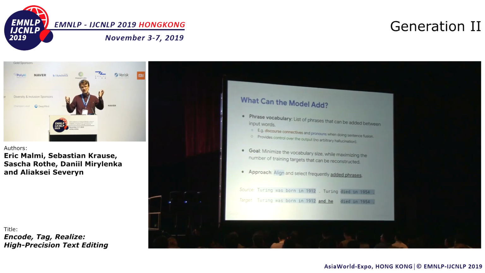So what we do is, first we align all the sources with the targets. Then we find all the added phrases by looking at what is not covered in the target. In this case, it would be the phrase "and he." We do this for all the training samples. Then we simply rank the phrases based on in how many training samples they occur, and we take the top k phrases added to the input. In the experiments, we used a phrase vocabulary size of 500.